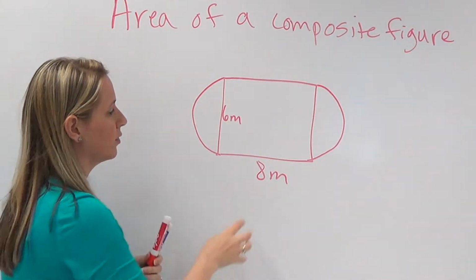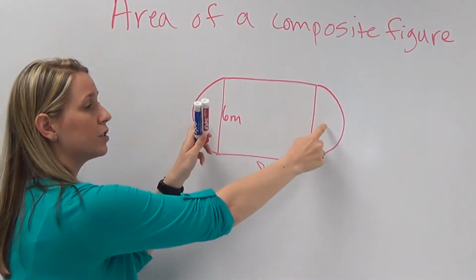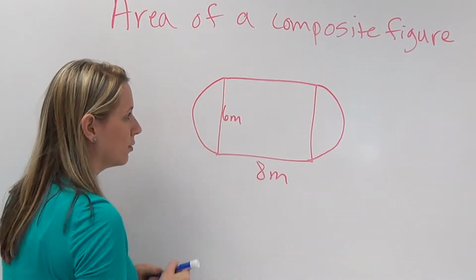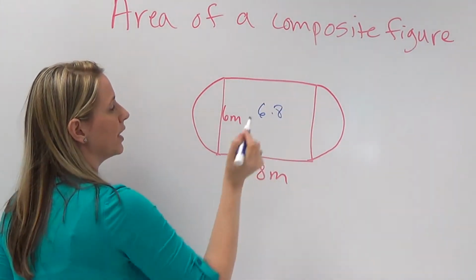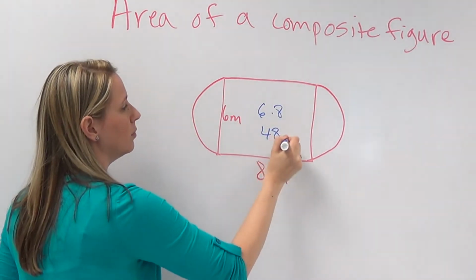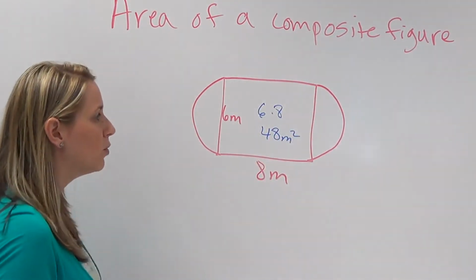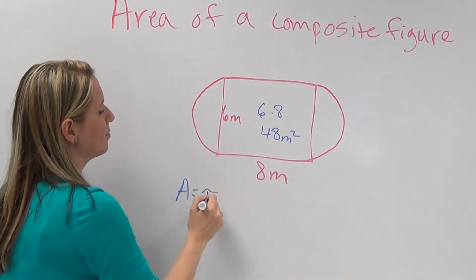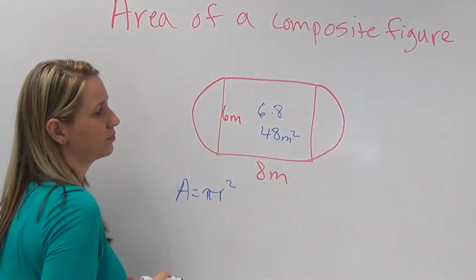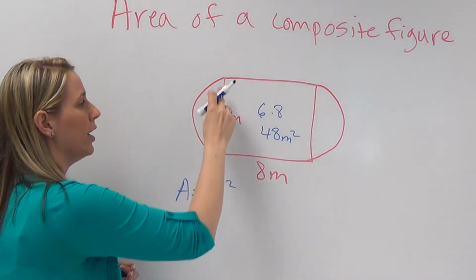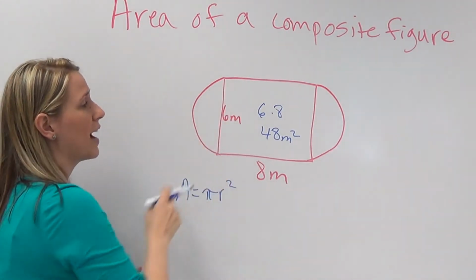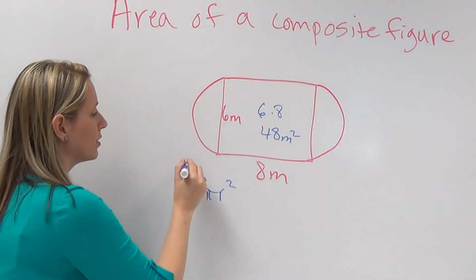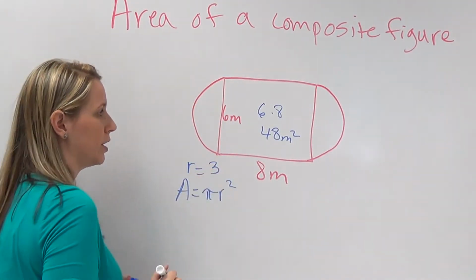So we need to take the area of the rectangle and the area of the circle, which would be the 2 semicircles put together. The area of the rectangle would be 6 times 8, which would be 48 meters squared. Now you may wonder, for this circle, the area of a circle is pi times the radius squared. Well, I don't have the radius, but this side of the rectangle is actually the diameter of the circle. So if you divide that by 2, it gives you my radius. So my radius is 3.